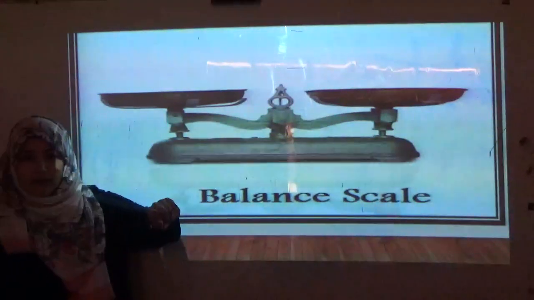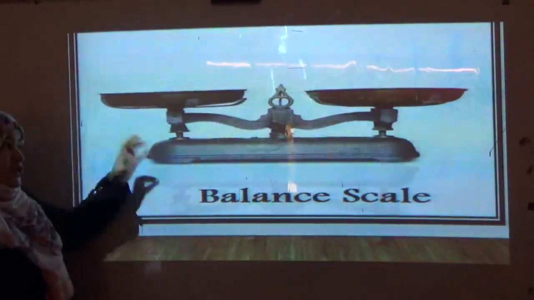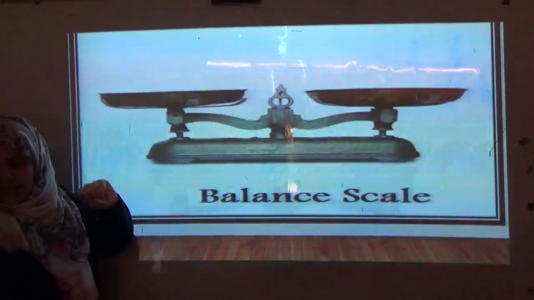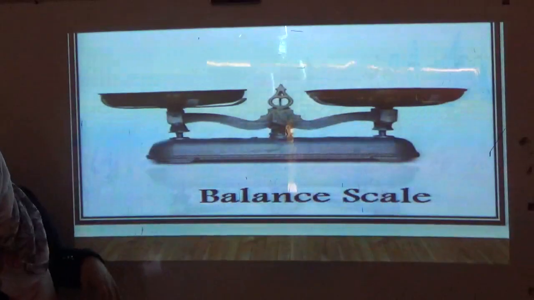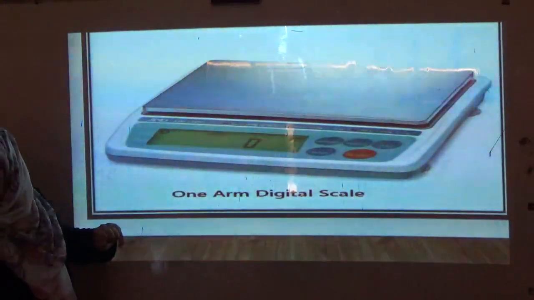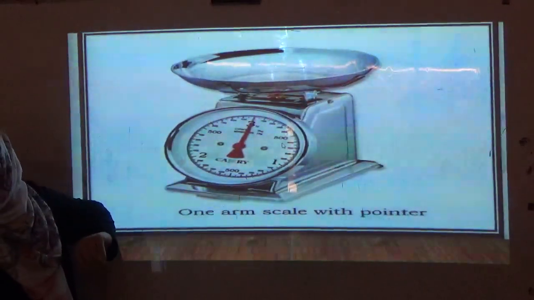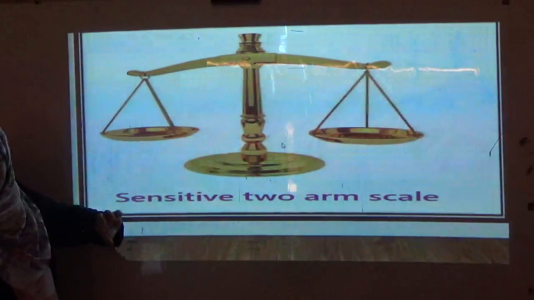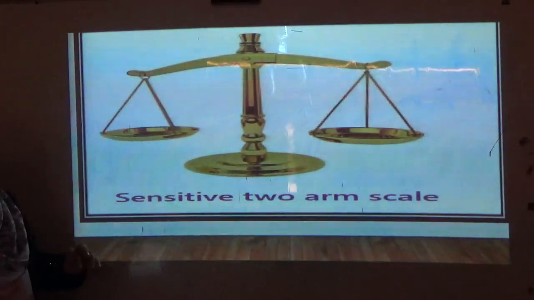This is a balance scale, and as I mentioned before, it is used as a measuring device of mass. So the answer for that question is that the balance scale is a measuring device of mass, like the one-arm digital scale, the one-arm scale with pointer, and finally we have the sensitive two-arm scale.